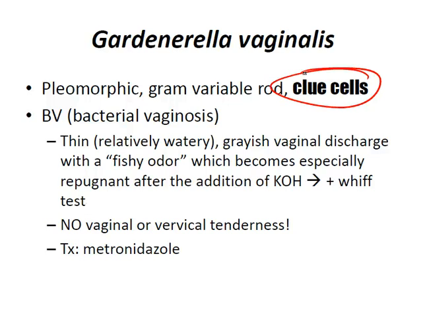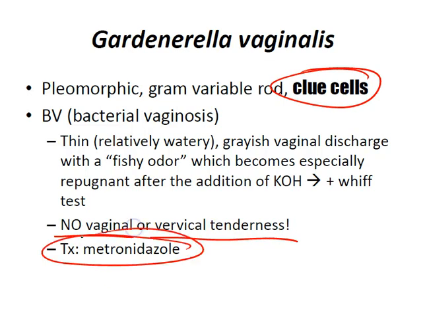Now, it leads to a thin, relatively watery, grayish vaginal discharge with a fishy odor, which becomes especially repugnant after the addition of KOH. They call that a positive whiff test. Yes, positive whiff test. Now, there is no vaginal or cervical tenderness. With Gardnerella vaginalis, it just smells bad. So what do we use to treat it? We use metronidazole.